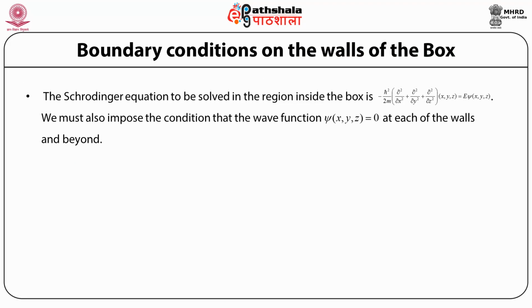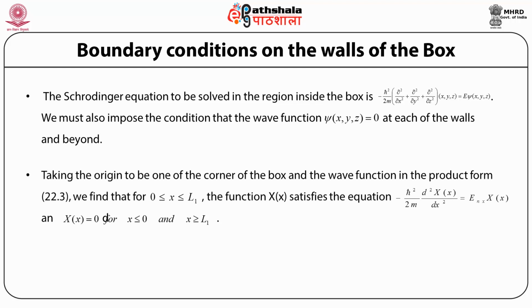The Schrodinger equation to be solved in the region inside the box is −ħ²/2m (∂²/∂x² + ∂²/∂y² + ∂²/∂z²) psi(x,y,z) = E psi(x,y,z). We must also impose the condition that the wave function psi(x,y,z) equals 0 at each of the walls and beyond.